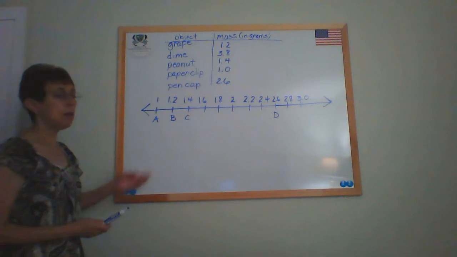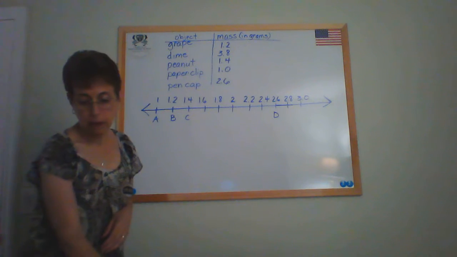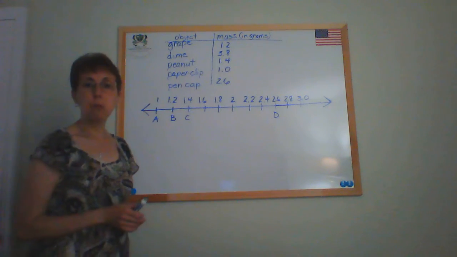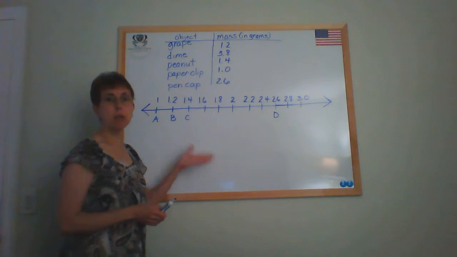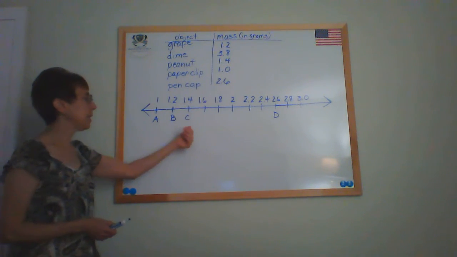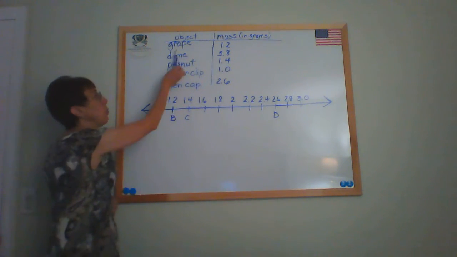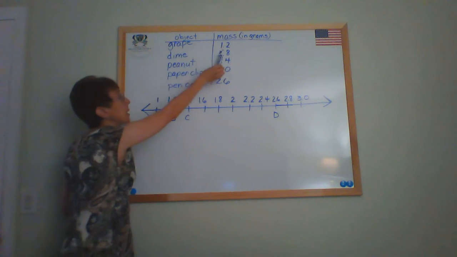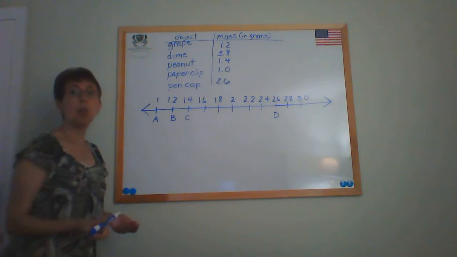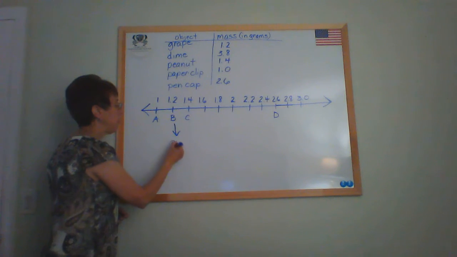Okay? So now we're going to use this information to answer a few questions. The first question, which point on the number line represents the mass of the grape? You have A, B, C, or D. Which of those represents the mass of the grape? So you go back to the table. Grape tells us that the mass of the grape is 1 2/10. And that would be represented here by the B, 1 2/10. So this represents the mass of the grape.